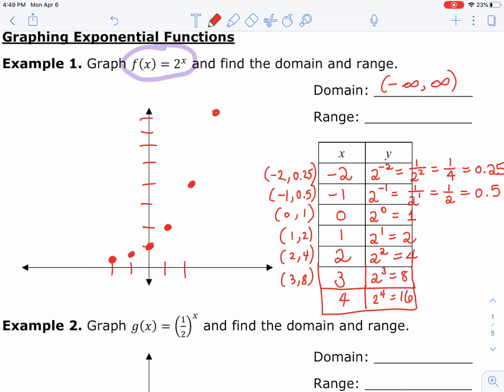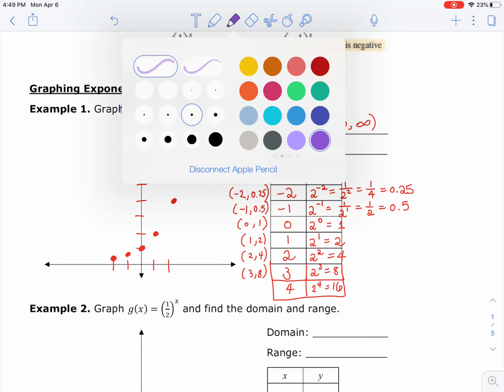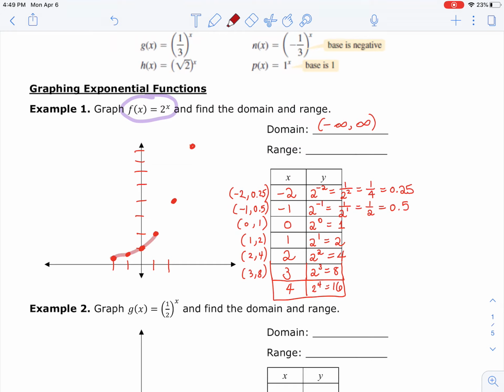I mean, it's going to keep on going up, right? You know it's going to keep on going up. It's just, I don't have enough room here. Now, I'm going to go ahead and connect the dots here, okay? Take a look. To the right, it's going to go up like crazy, right? Now, imagine it's going to keep on going up.